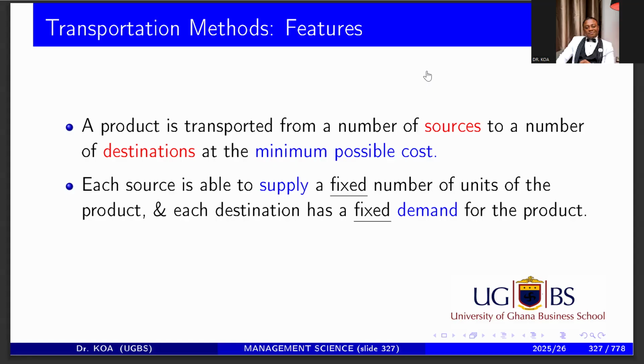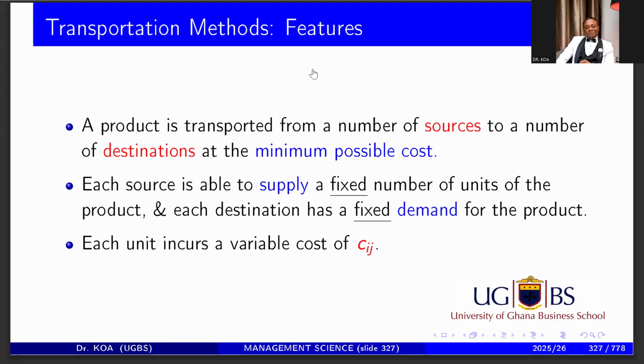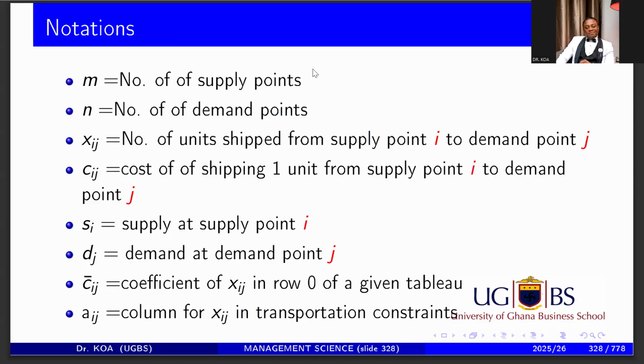The supplier is known as the source. The demander is known as the destination. Each source is able to supply a fixed number of items, and each destination is able to demand a fixed number. In other words, the quantity the demander is demanding is not necessarily the same as what the supplier is supplying. But the transportation will incur a cost known as Cij. And therefore, these are the elements of notation you should take note of.